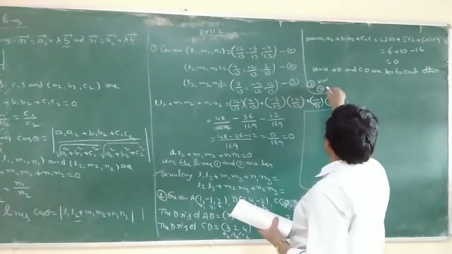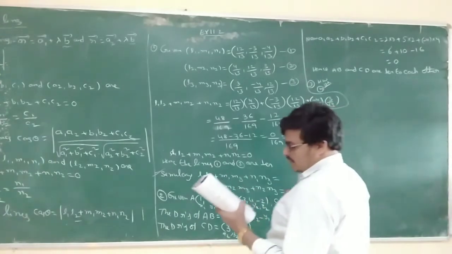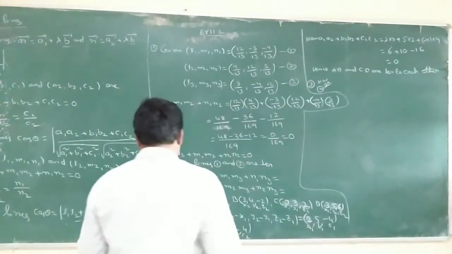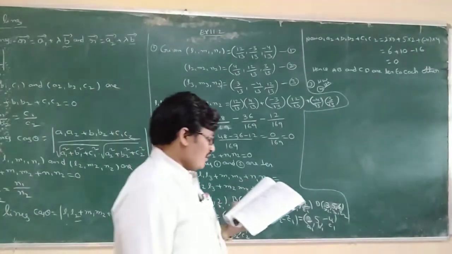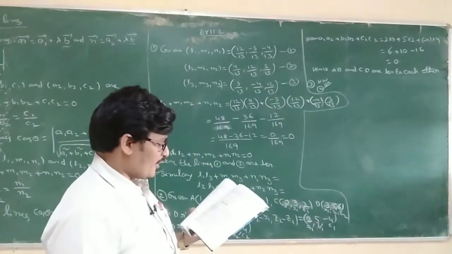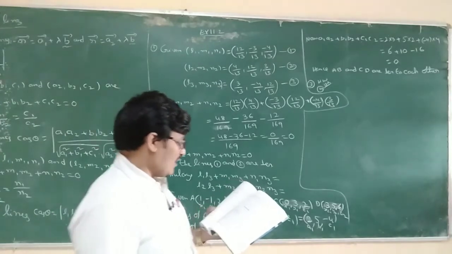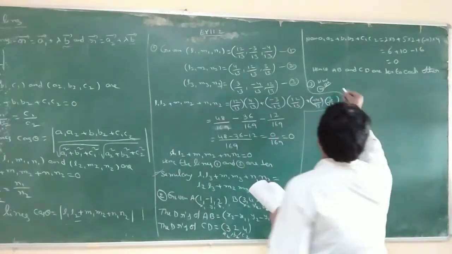Next, the fourth question, a very important one. Find the equation of a line passing through the point 1, 2, 3 and parallel to the vector.